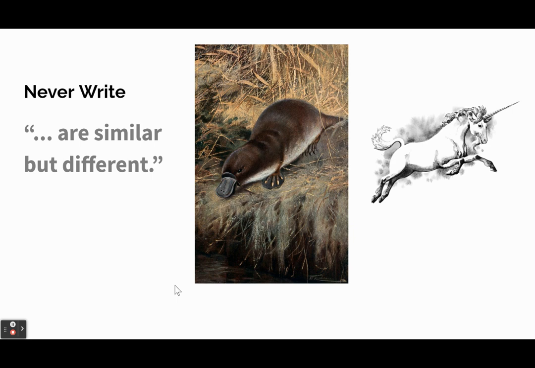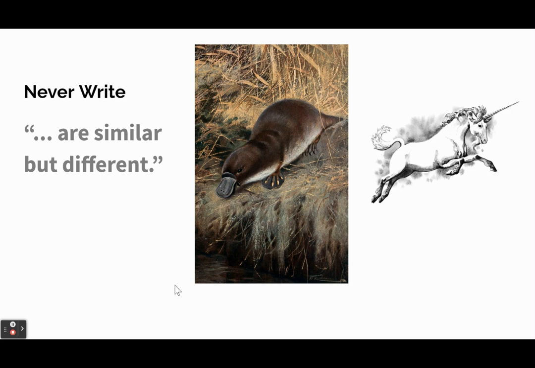Platypuses and unicorns are different. Platypuses actually exist in Australia. Unicorns, to the best of our knowledge, do not exist in the real world. Because the platypus exists in Australia, it is composed of matter. Because the unicorn is not known to exist in our world, it is not composed of matter. As you can see, platypuses and unicorns are similar yet different.